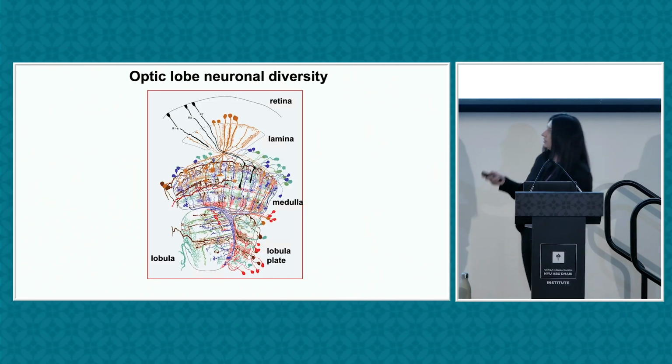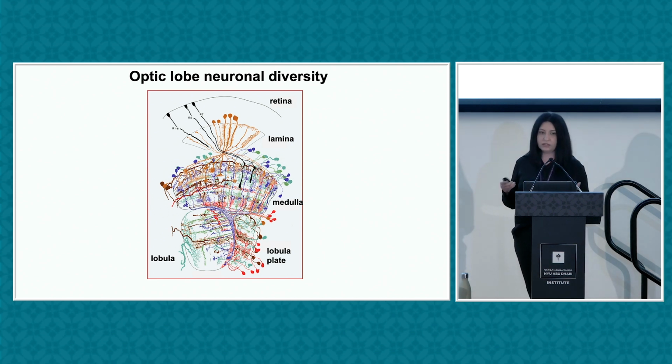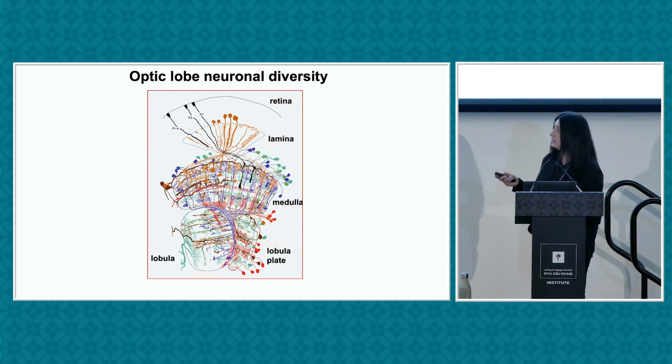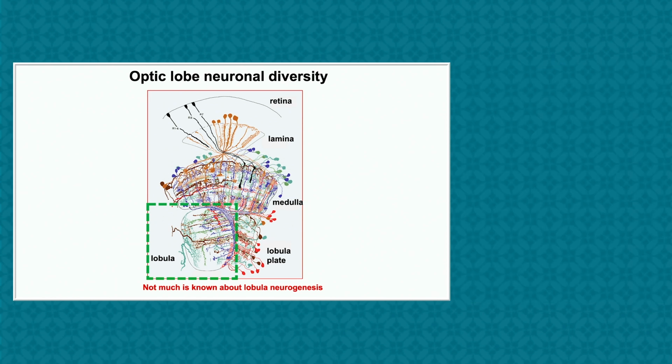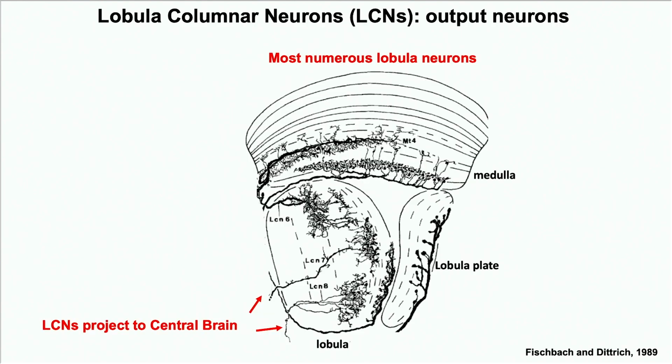Going back to the figure that I showed previously, the majority of the studies done before on trying to understand the diversity of neurons in the fruit fly optic lobes have been done on the medulla, which is the largest neuropil. But a lot of work has also been done on the lamina and lobular plate. However, the lobula, which is an essential component of the circuitry, the neurogenesis of its neurons is still very poorly understood.